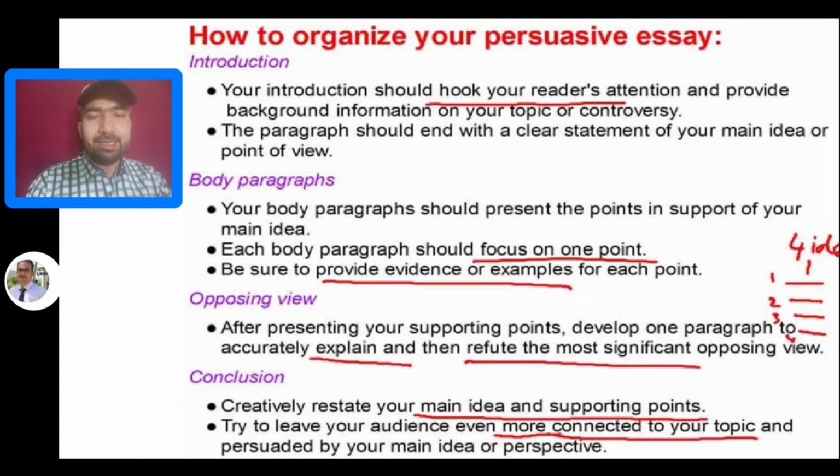and bring themselves into a conclusion that what is the right thing, and that right thing must be your side. Conclusion: creatively restate your main idea and supporting points. Try to leave your audience even more connected to your topic and persuaded by your main idea or perspective. So this is how you are going to shape and let your audience, readers, travel through your ideas in this manner.